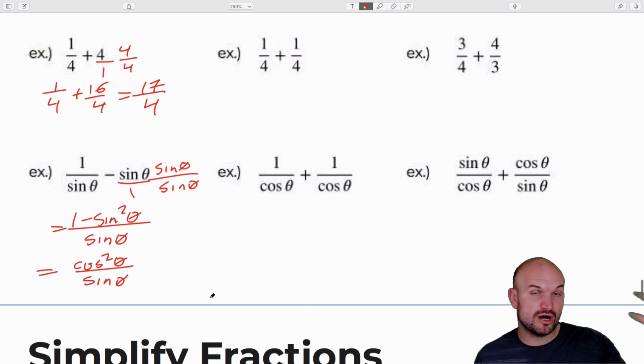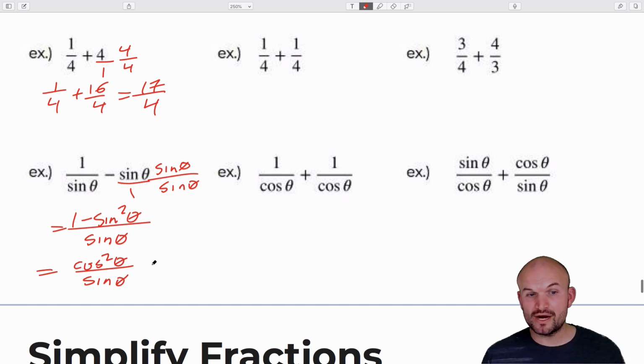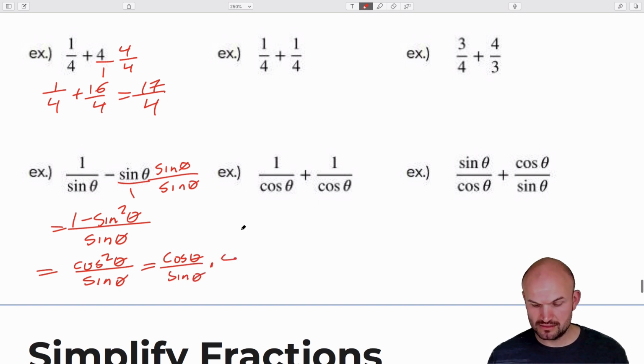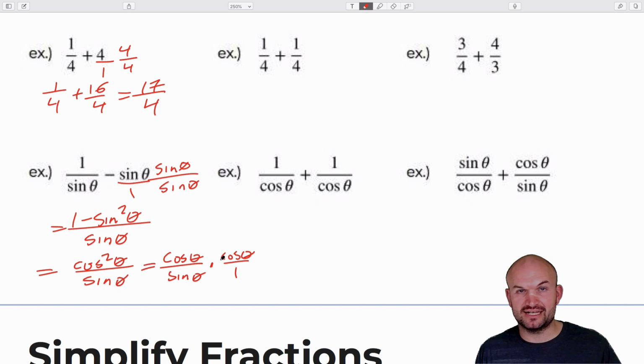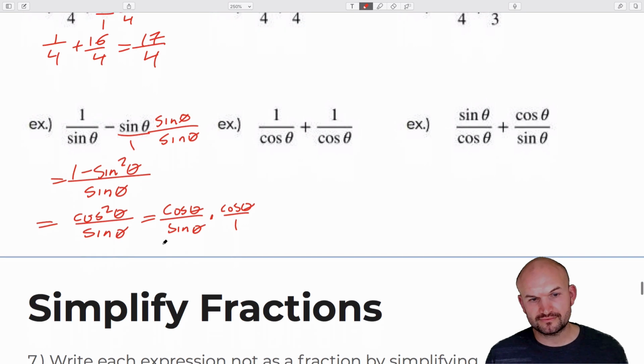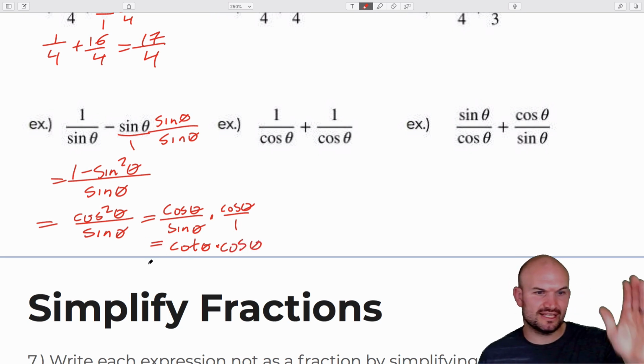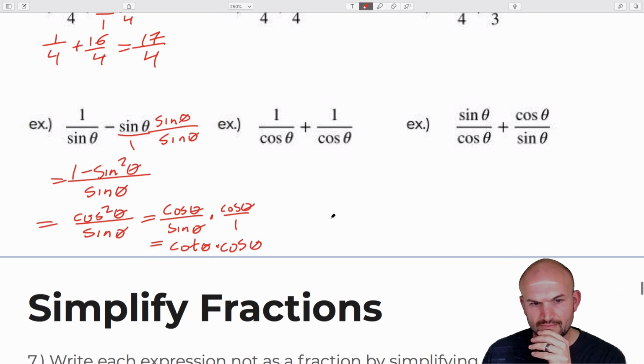Now again, some people might say, well, that's fairly simplified. I just want you to be aware, though, that it also could be rewritten as cosine of theta over sine of theta times cosine of theta. You can break up cosine squared of theta into cosine of theta times cosine of theta. The reason that's important is that cosine over sine simplifies to cotangent of theta times cosine of theta. So you can see how that problem can be simplified a little bit further and further. Actually, I'll just write it over here. That's going to be cotangent of theta times cosine of theta.